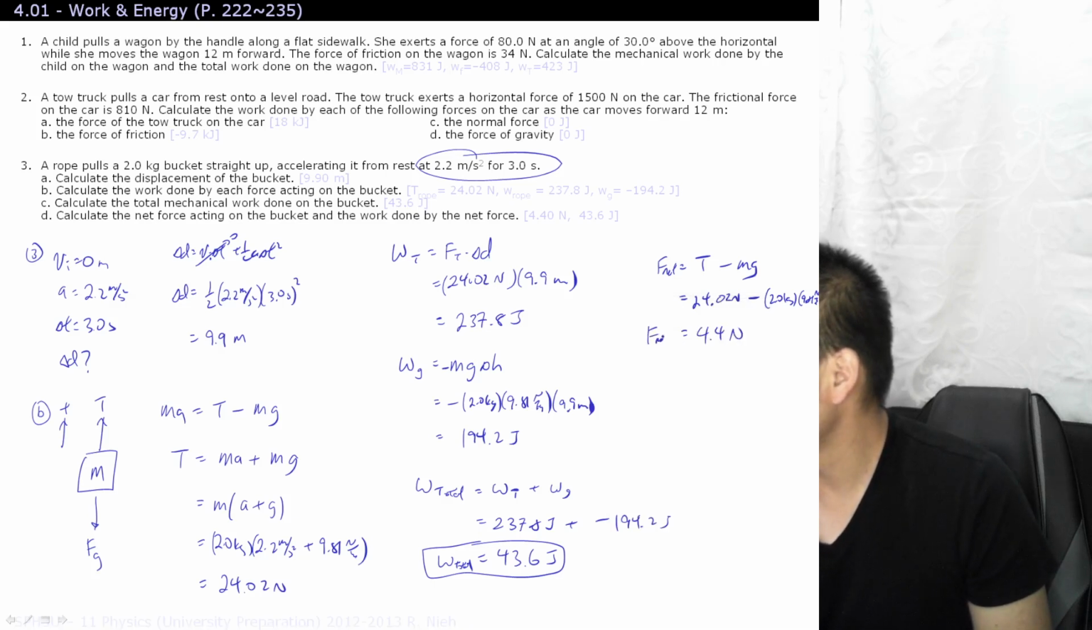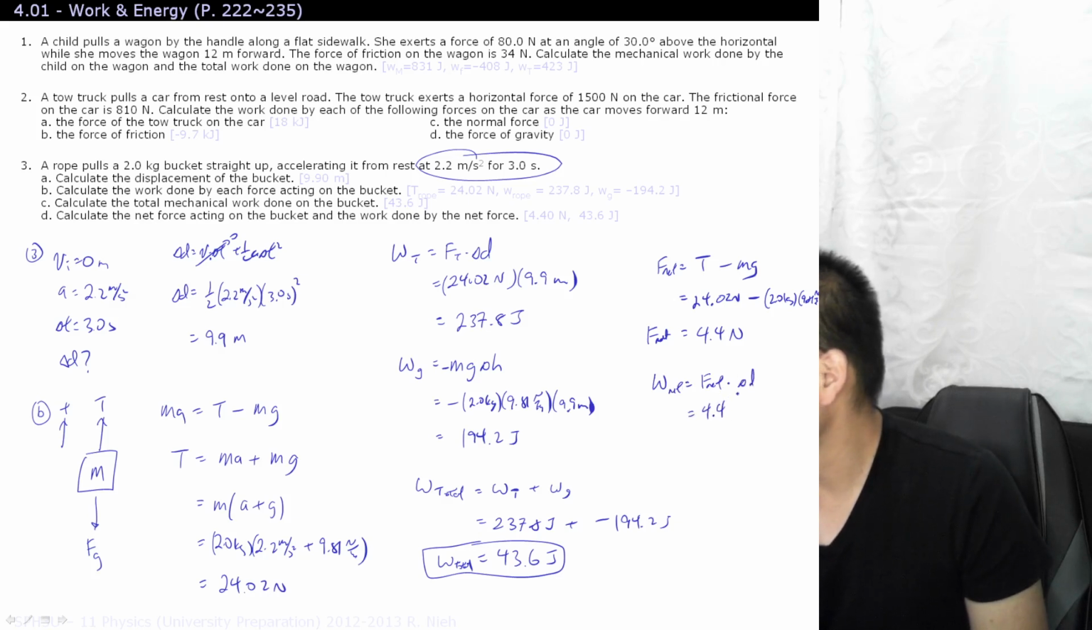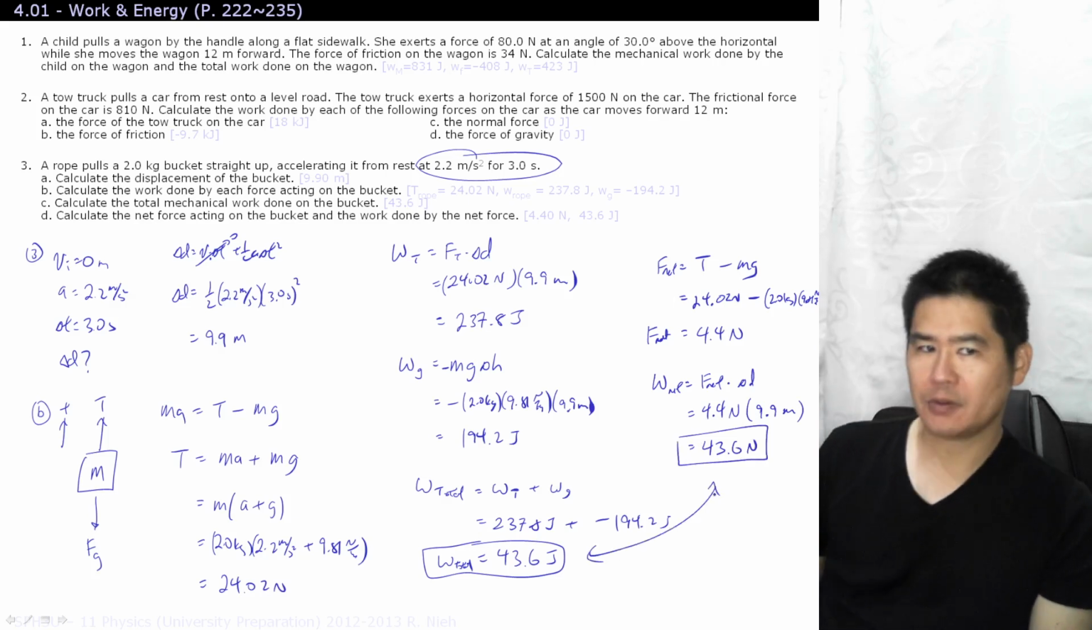That's your F net. And if you do the work of your net force, interestingly, you'll see that it works out the same answer as your total work. So 4.4 newtons times a distance of 9.9 meters will give you the same answer as before. So that's what I meant by before, that your total work is effectively your net work, not that you ever call it net work.